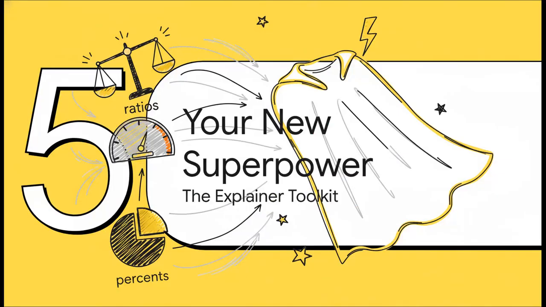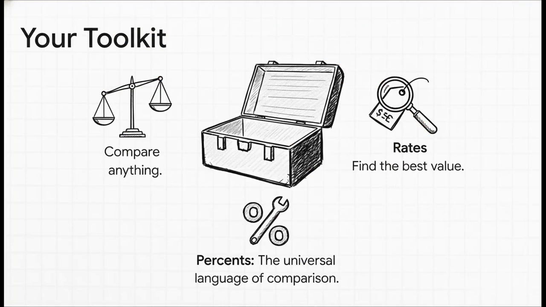So we've covered the big three: ratios, rates, and percents. And I hope you see this isn't just about passing a math test. This is about getting a new superpower to help you navigate your everyday life. So let's wrap up with your toolkit. Use ratios for any simple comparison. Use rates, especially unit rates, to find the absolute best value. And think of percents as the universal language that everybody understands for these kinds of comparisons.